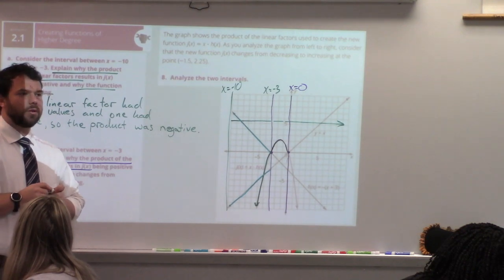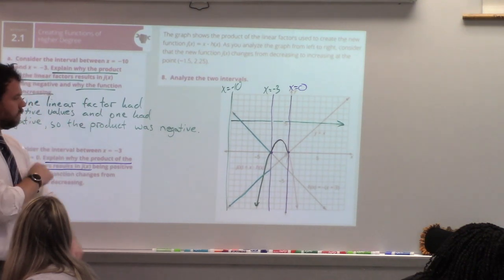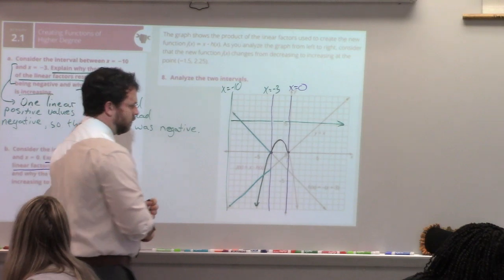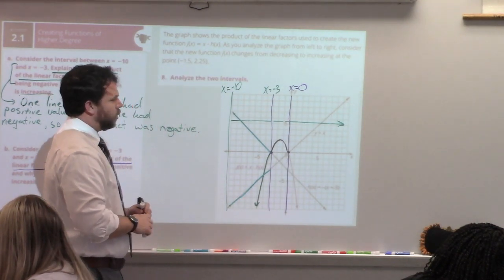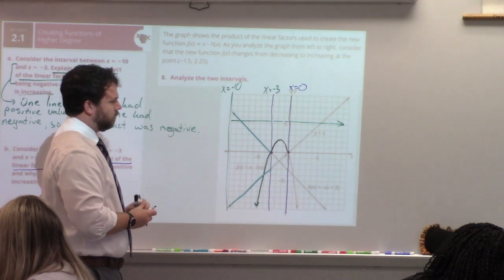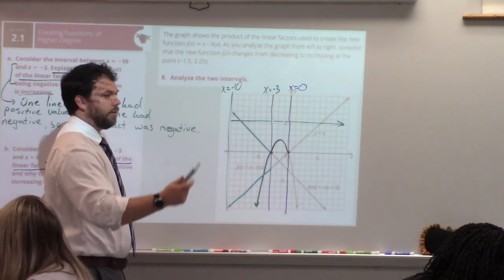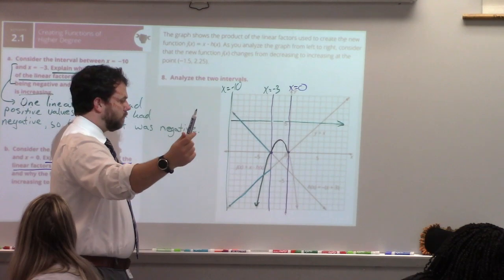Can anyone add more detail onto that? The lines that are in the purple lines. Yeah, those look right. Can you come up and mark them? Right here.